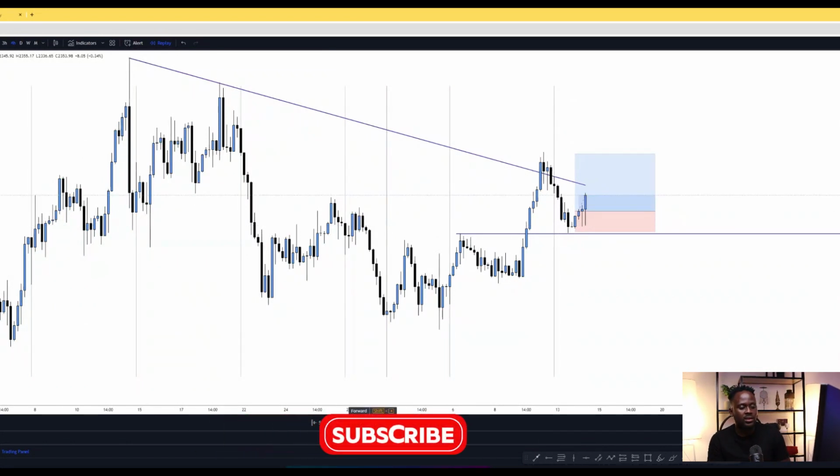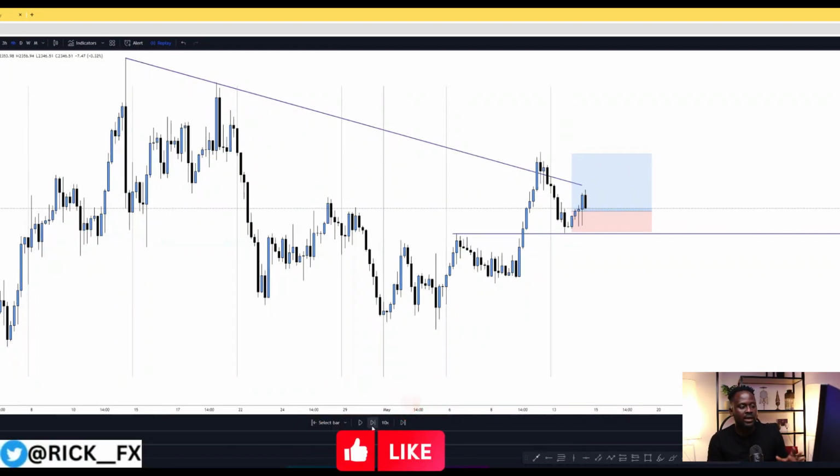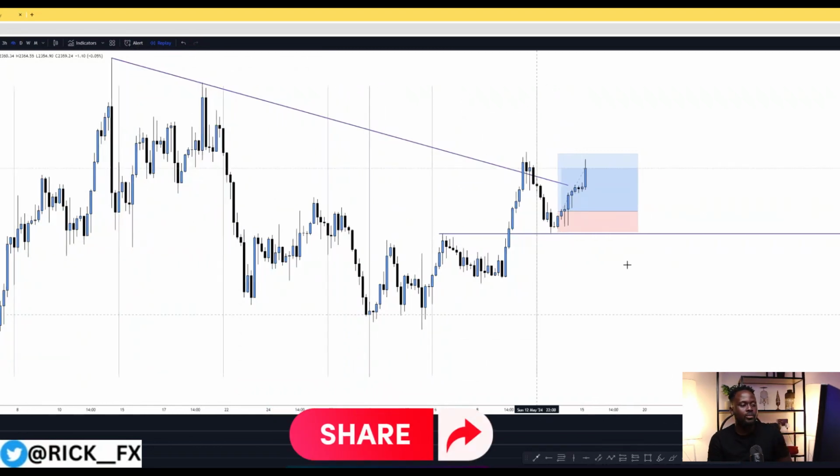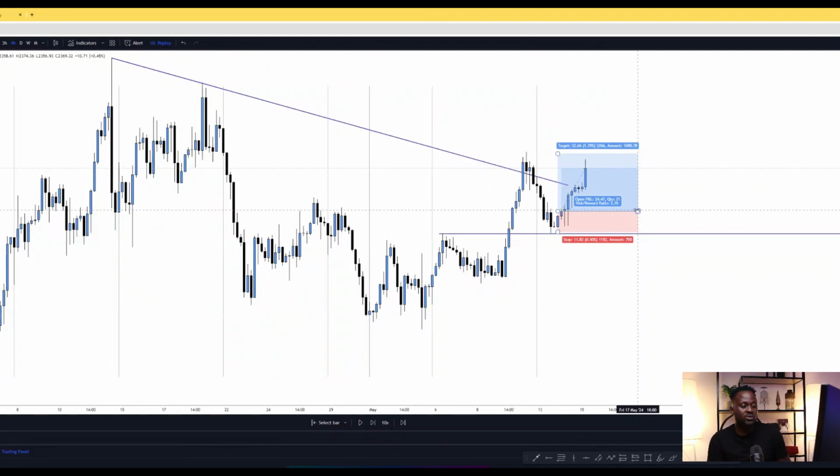So this setup takes you into a little drawdown, but you do not have to be scared because you have to put your stop loss where it's supposed to be and then allow the market to do its thing. Price was stalling around a little bit, but at the end of the day we still have price going all the way into our take profit zone. Now this particular trade, I think I shared it with the community as well.